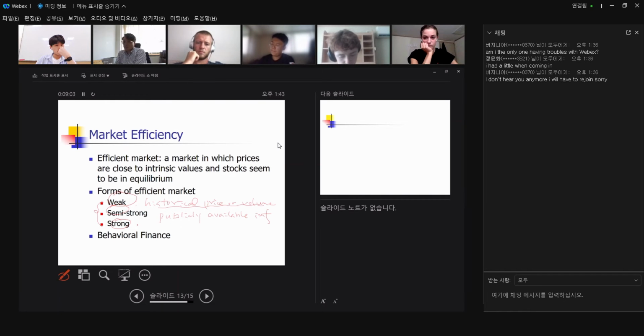Strong form market is the historical price or volume, publicly available information, and internal information. So in strong form efficient market, historical price, publicly available information, and the internal information are reflected in the stock price immediately.